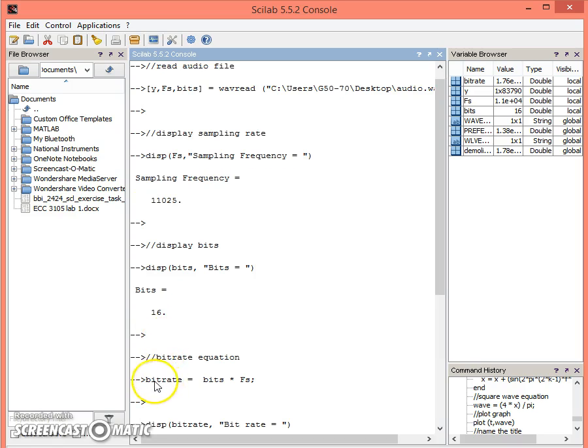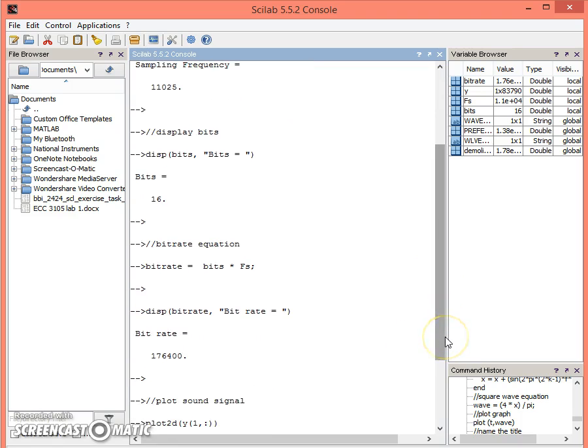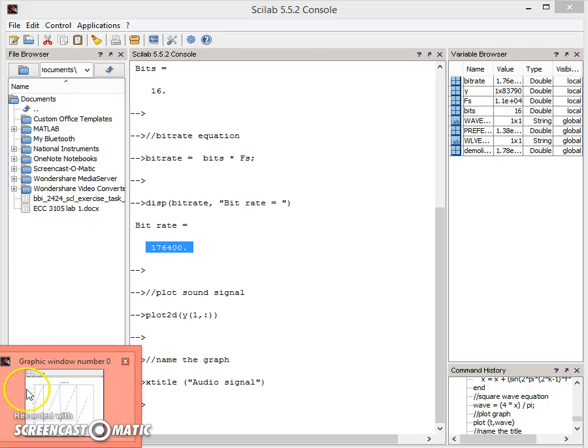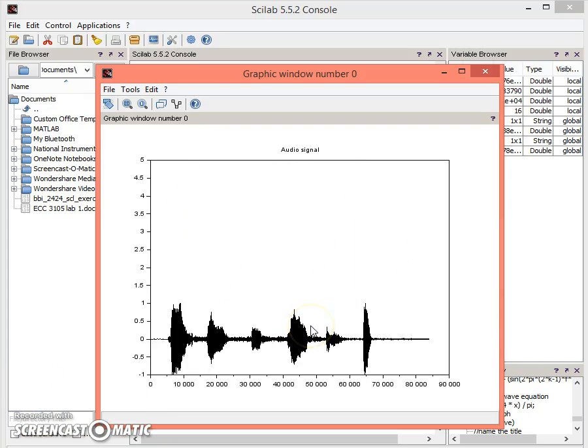So the bit rate equation is bits per sample times the sampling frequency. Next we display the bit rate, which is 176.4 kilobits per second. So we plot the sound signal, which is this. So here is our sound signal.